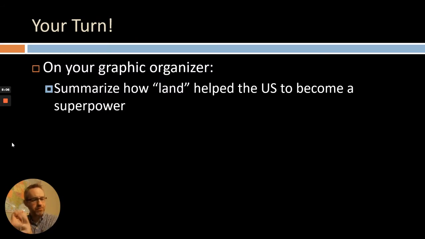So this might be a really good point for you to stop and, in your graphic organizer, which check Google Classroom, it's asking you to think about how the United States uses land to become a superpower over time. And that's what we're going to do. We're building up our wealth so we can become a superpower.